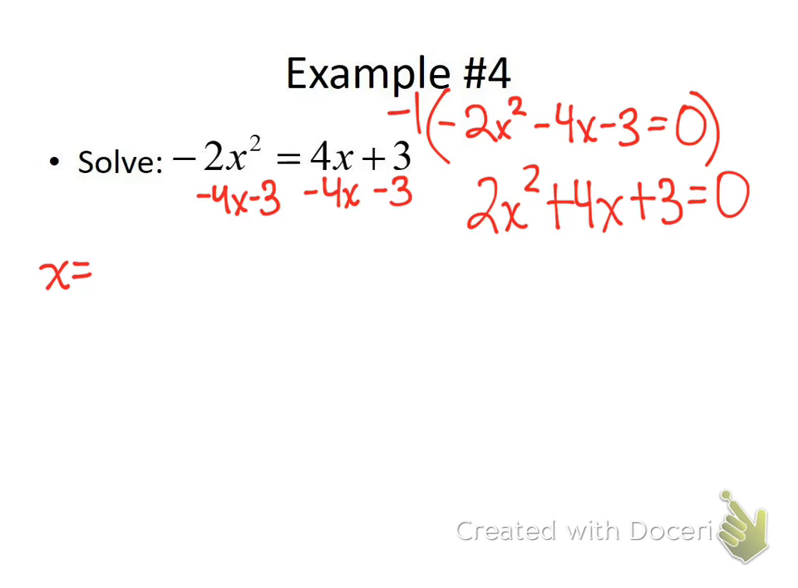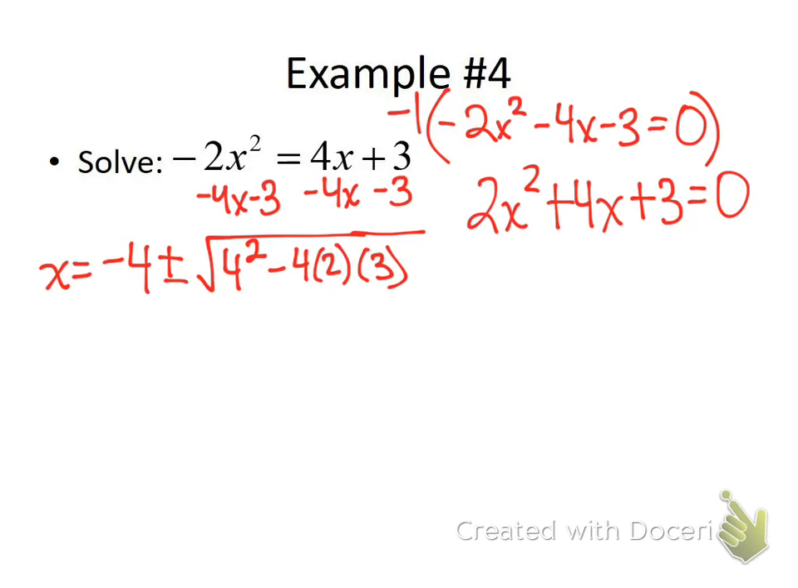x equals, who can tell me what I should write next? Emily. Negative 4. Minus square root of 4. And then 2 squared. 4. Good. 4 squared. And then minus 4 times 2 times 3, over 2 times 2. Over 2 times 2.